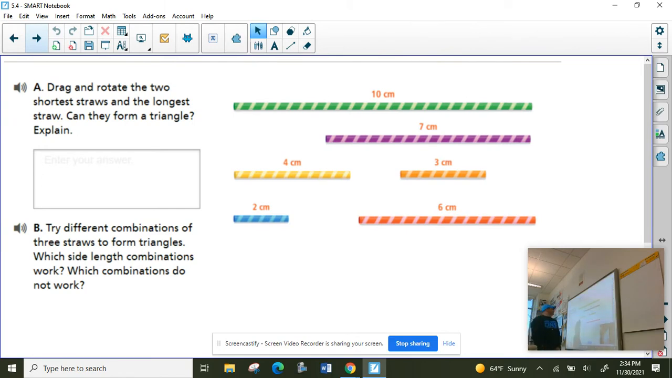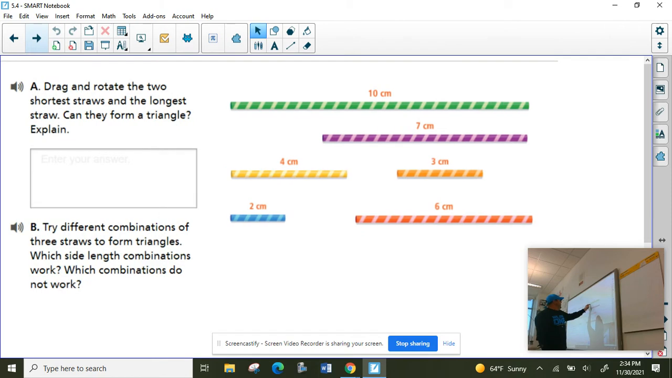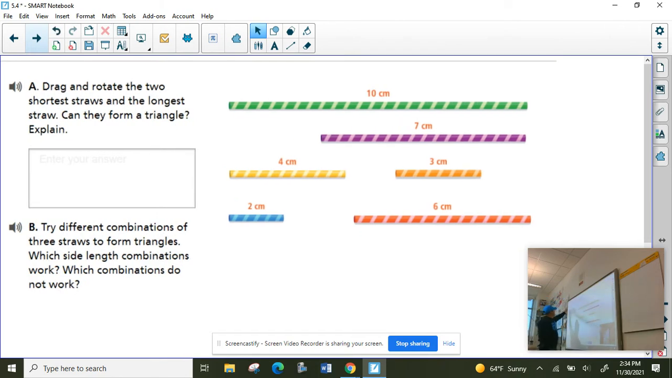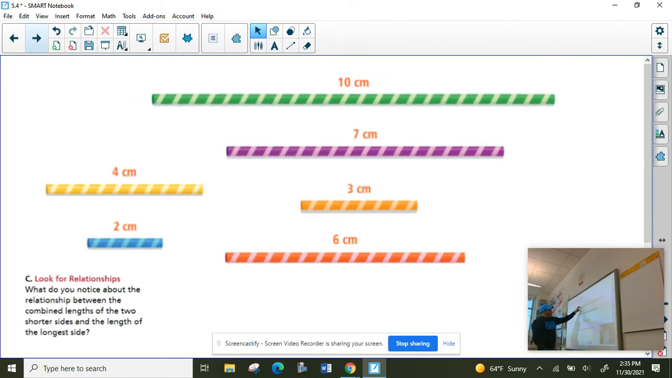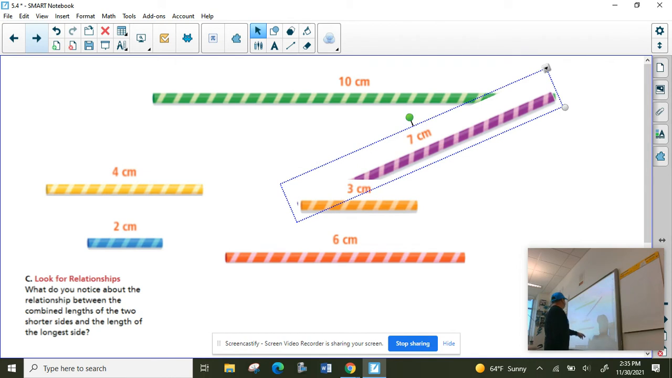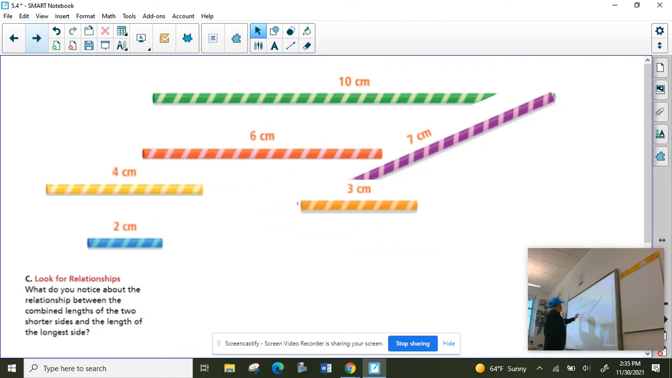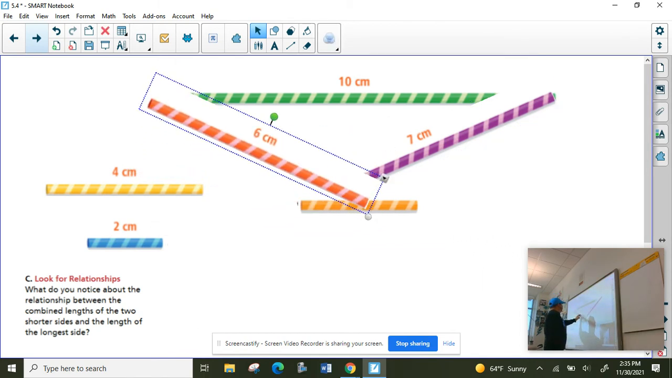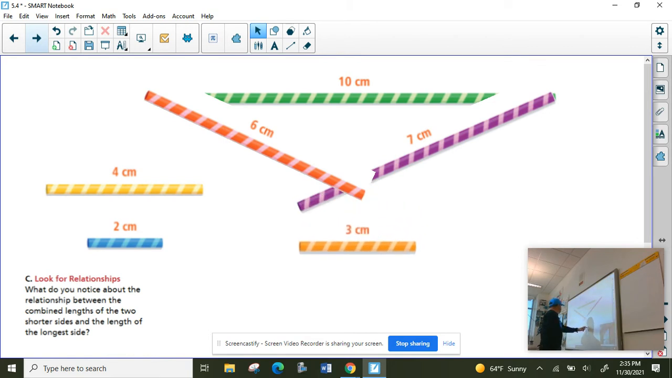So the first thing you would do is take a look at these sides, and it says you're supposed to drag and rotate. If you are online, I made it here where I can move these. What you're supposed to do is drag and see which of these would make triangles. If you maneuver some of them, it won't come out perfect. But let's say I picked 10, 7, and 6. Well, that looks like it would make a triangle. 4, 3, and 2 would.